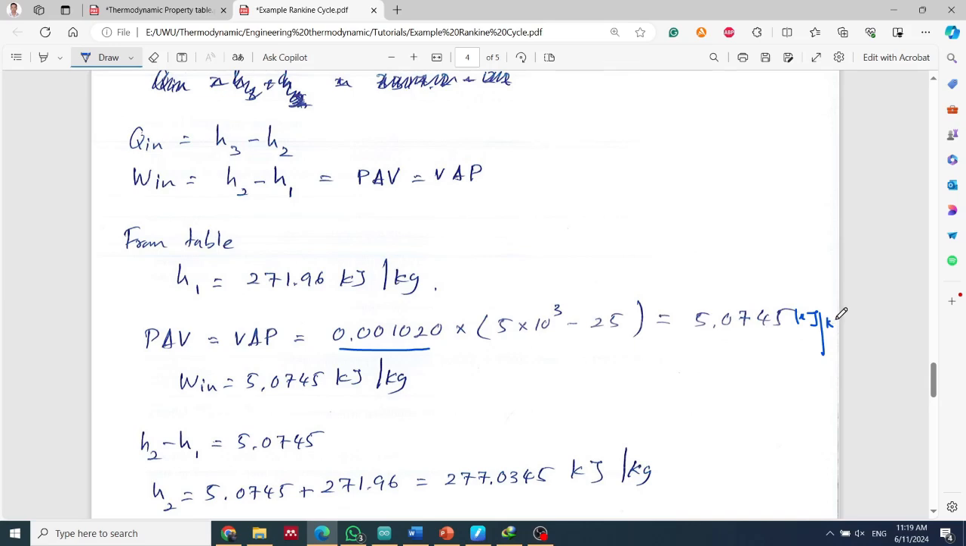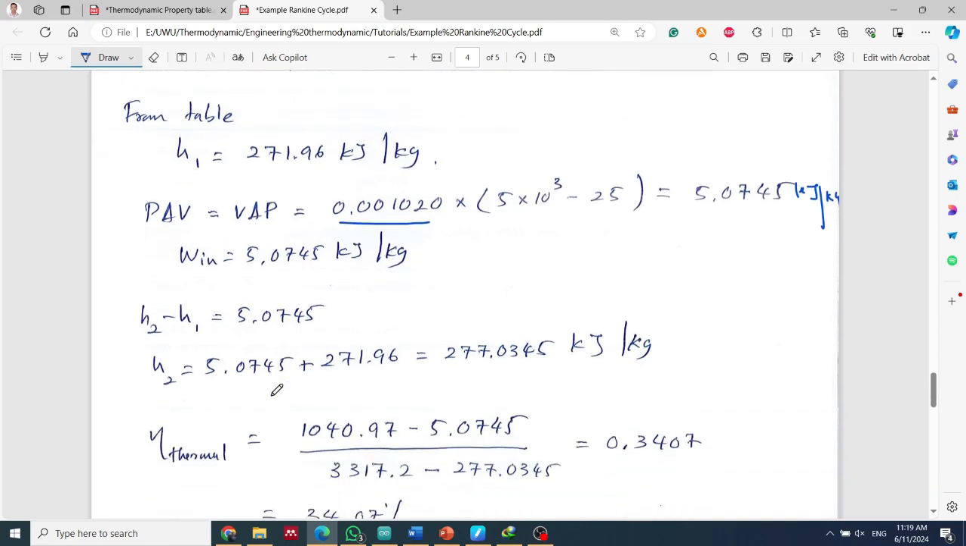Therefore we can write W in equal to 5.0745. Likewise, the same W in we can write as equal to H2 minus H1. Since we know H1, which we extracted from the table, we can solve for H2 from this equation, which equals 277.0345 kilojoule per kilogram.